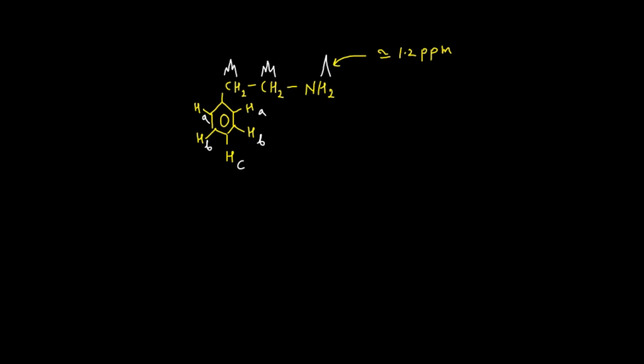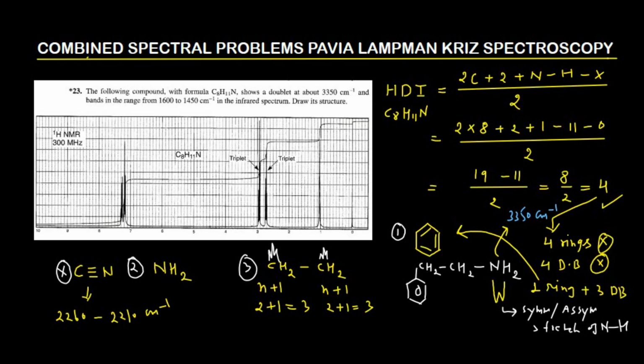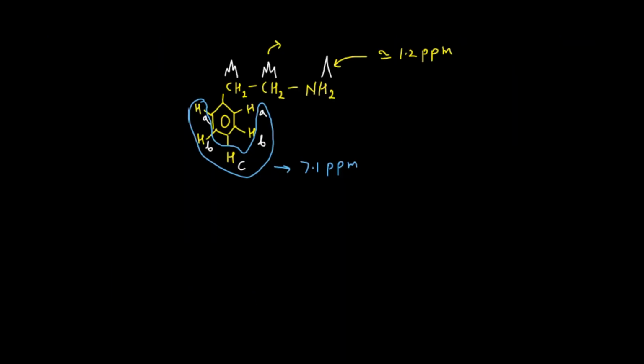So the signal which you are getting at 7.1 ppm is due to these hydrogens. Now you can see, if I go back, you have two triplets here. One triplet at say 3.6 and the second one at 3.8. The signal at 3.6 ppm, and this signal, the triplet, at 3.8 ppm.